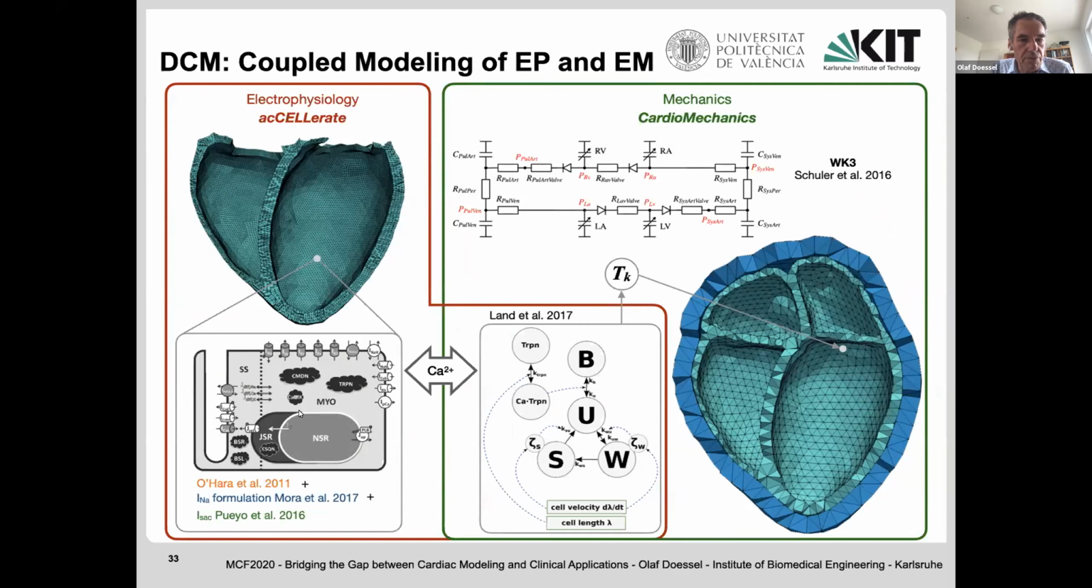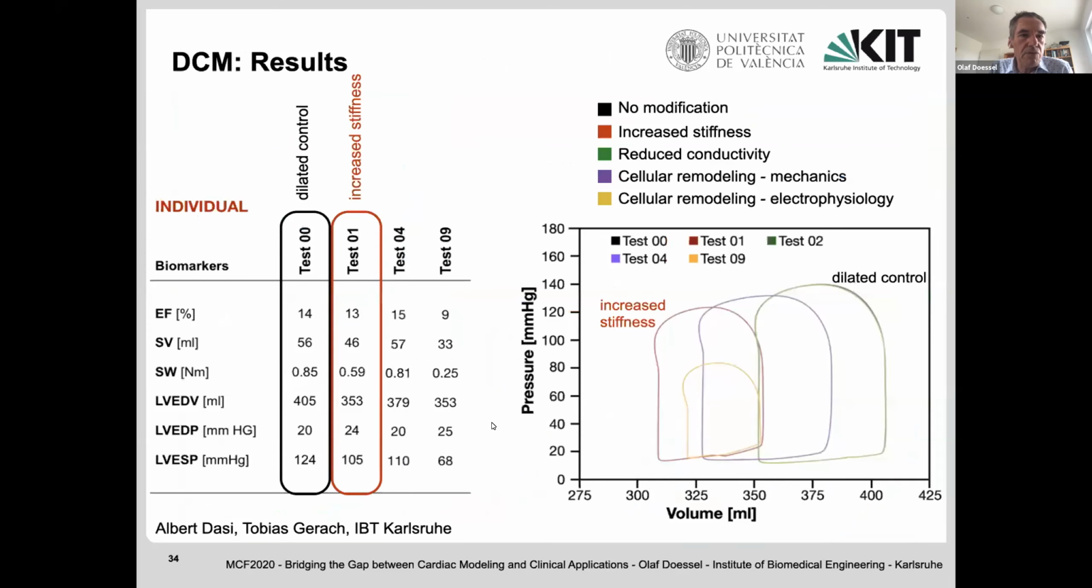cardiomyopathy. We have a changed cell model. We have the Land model here for the coupling of electrophysiology to the elastomechanics, and we have changes in this circulation. We have a four-chamber model of the heart, and then we can investigate what happens if we just change one of the parameters alone, or what happens if we change them all together.